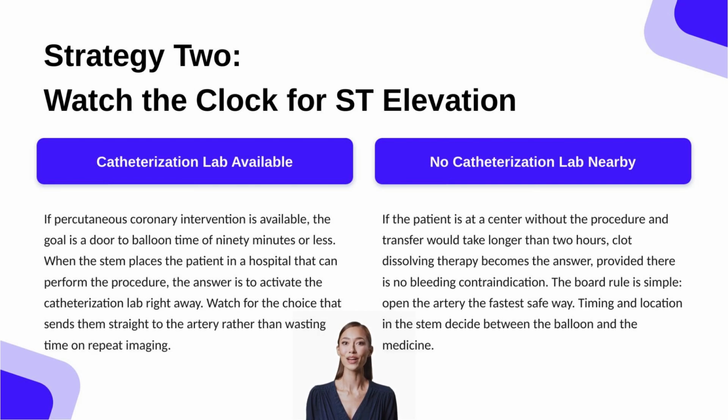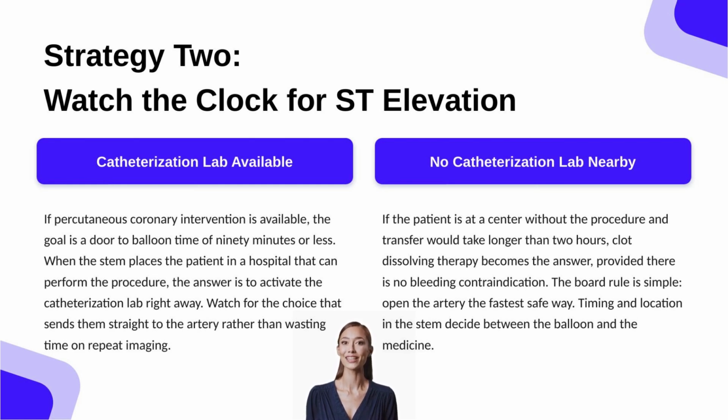Strategy 2 is all about the clock. For an ST elevation heart attack, the whole question often hinges on where the patient is and how fast you can open the artery. If the hospital can perform percutaneous coronary intervention, your target is a door-to-balloon time of 90 minutes or less, and the answer is to activate the catheterization lab immediately. Look for the choice that takes them straight to the artery and reject anything that adds repeat imaging or observation.